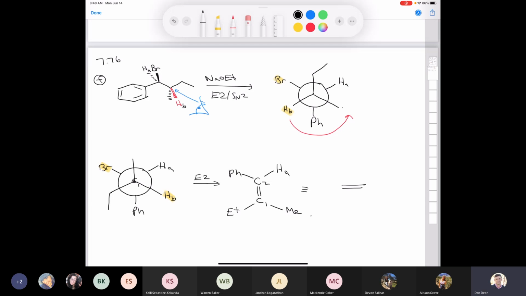You've got your phenyl up here, your hydrogen here, and your ethyl group here and your methyl group like that. Either way, it's the same thing. Could anybody tell me, is this an E alkene or a Z alkene? Yeah, it's Z. Yep, absolutely. So this is a Z alkene.